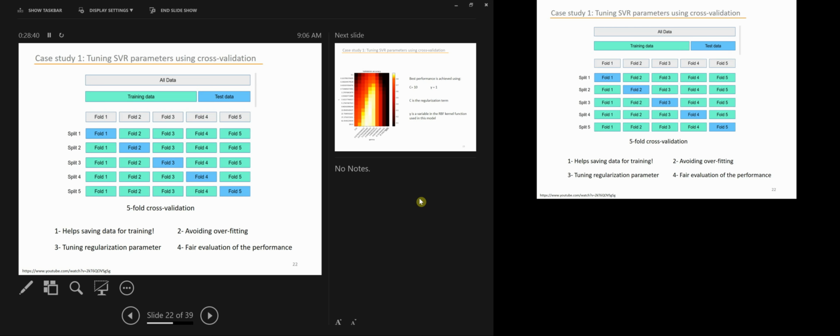Another advantage that cross-validation has is that it helps avoid overfitting. Also, it helps tune the regularization parameters, which I'm going to do with C and gamma here for support vector regression. And at last, it also allows fair evaluation of the performance. But for best practice, it's best to set aside the test set beforehand, before even performing cross-validation, and later also do a cross-validation method.